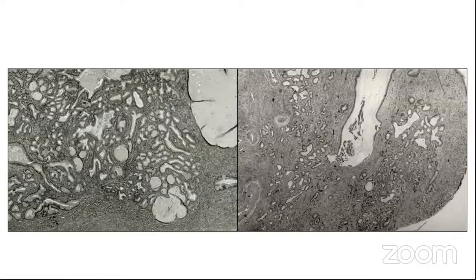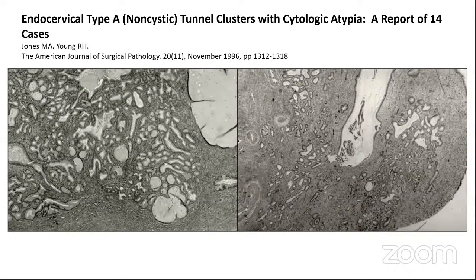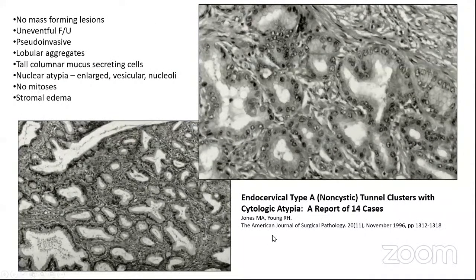Now here's another old picture, from an old paper, that looks just like all the lesions I've been showing you, LEGH, diffuse laminar endocervical glandular hyperplasia. But in fact, this was another case report series by Dr. Young calling these endocervical type A or non-cystic tunnel clusters with cytologic atypia. They also said that these can mimic or be worrisome for minimal deviation adenocarcinoma. They can have some nuclear atypia, but these were called type A tunnel clusters. And so you might say, well, what are you talking about, type A tunnel clusters?